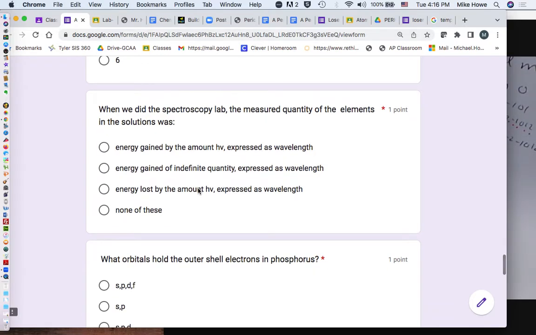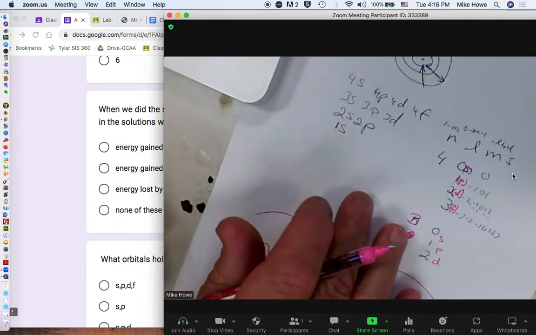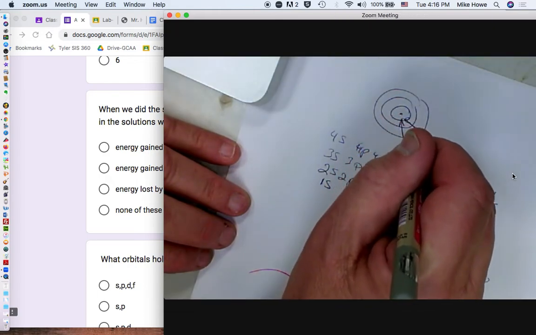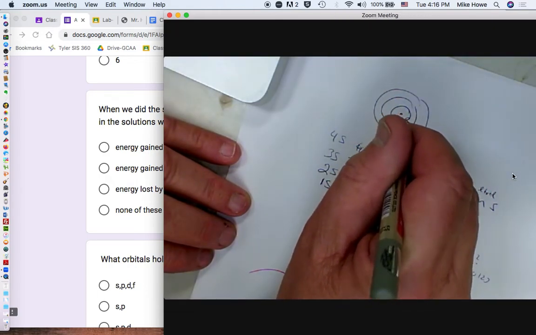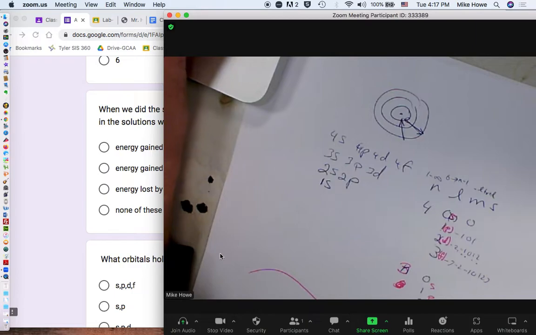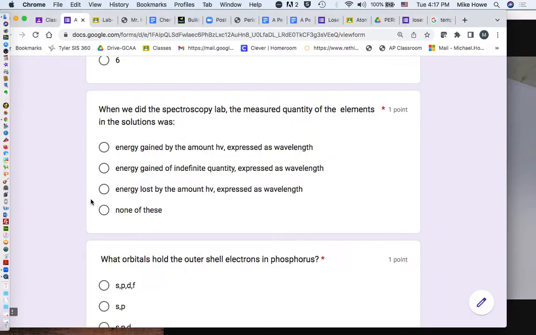And in the spectroscopy lab, the measured quantity of the elements in solution was the energy gained, because we're talking about energy being absorbed, and that's where the electron jumps away from the nucleus. The question is, is it a definite quantity or an indefinite quantity? Remember that the electrons move only certain distances from the nucleus, so that would be energy from a definite quantity. So that would be this one, and that quantity is h nu. Remember that E is equal to h nu.